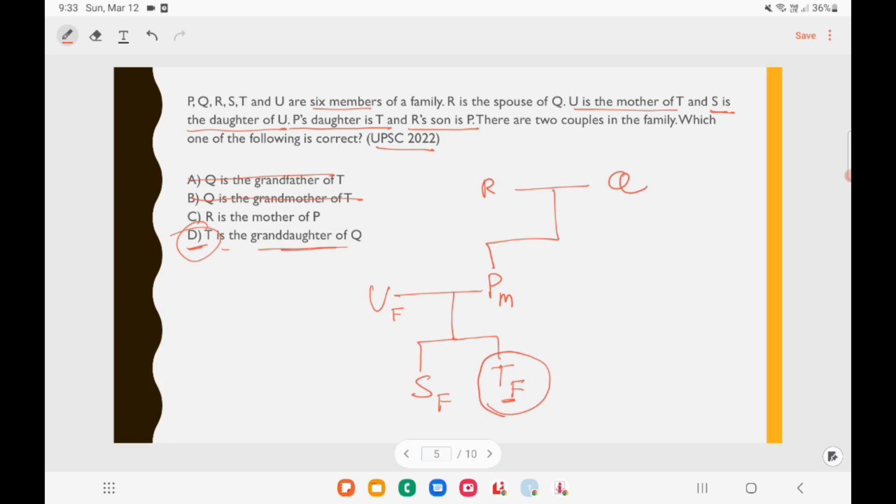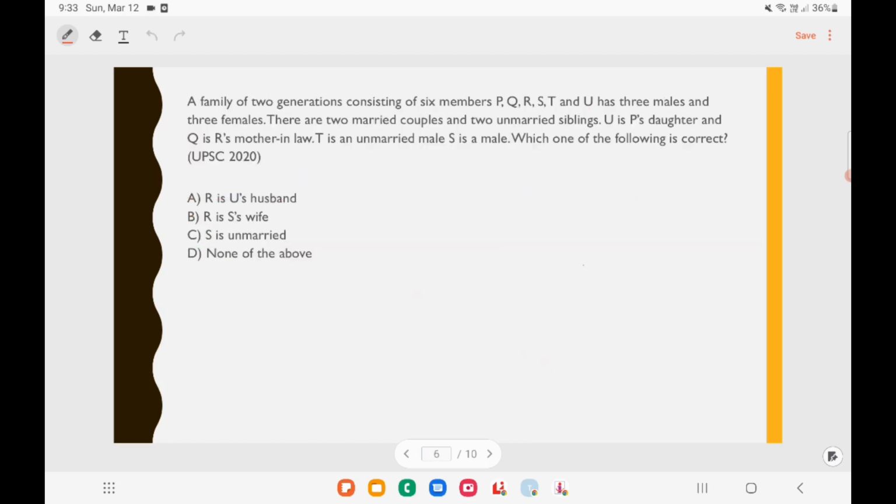One thing is understanding the family tree or drawing the family tree, and the second thing is writing the gender. That is actually very important. Okay, so don't forget that. Now let us look into a different question.